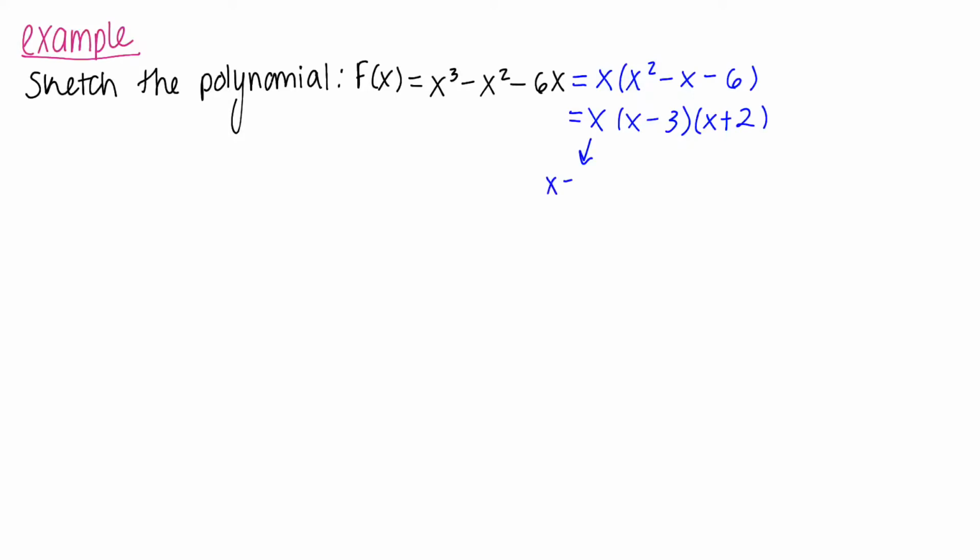So I have x equal to, not 1, but 0, and its multiplicity is 1. I have x equals 3, and its multiplicity is also 1, because there's no exponent on the factor. I have negative 2, and its multiplicity is 1. Each of these multiplicities are odd, which means that the graph is going to pass through at each of these zeros.